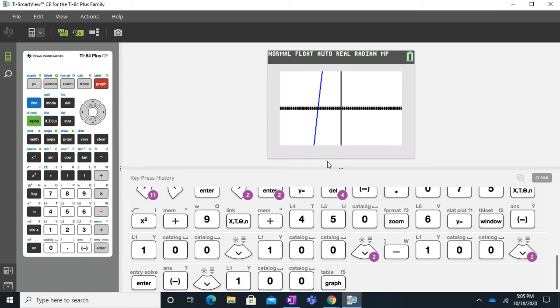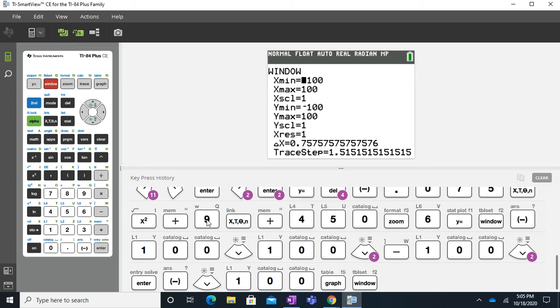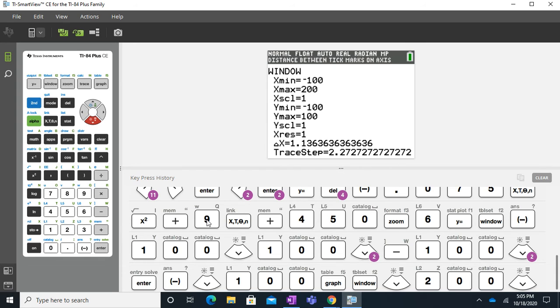As you can see, we can only see part of the parabola. We cannot see the whole thing. So because of the fact that it's upside down, looks like this is the left half. So we're going to need more positive x's and we're going to need more positive y's. So go back to your window. Your x maximum is not big enough. So 100 is not enough. Maybe we'll try 200. Then for the y's, we need some bigger y maximum. So maybe 200 will be enough.